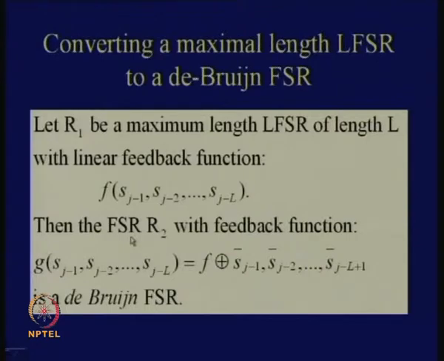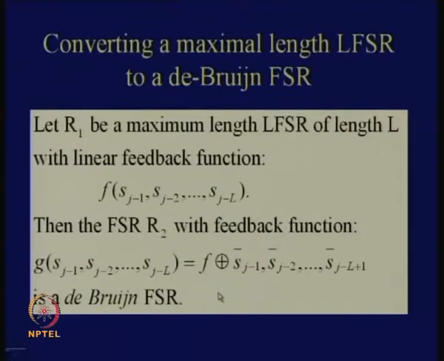Then the FSR R2 has a feedback function G which operates upon the same input variables. If you define G in this fashion, that is, f XORed with the NOT of s_{j-1} ANDed with NOT s_{j-2}, ANDed with so on till s_{j-L+1}, that is, you just leave the last one out, and you XOR this with f, then what you obtain is a de Bruijn FSR. Can you understand why?